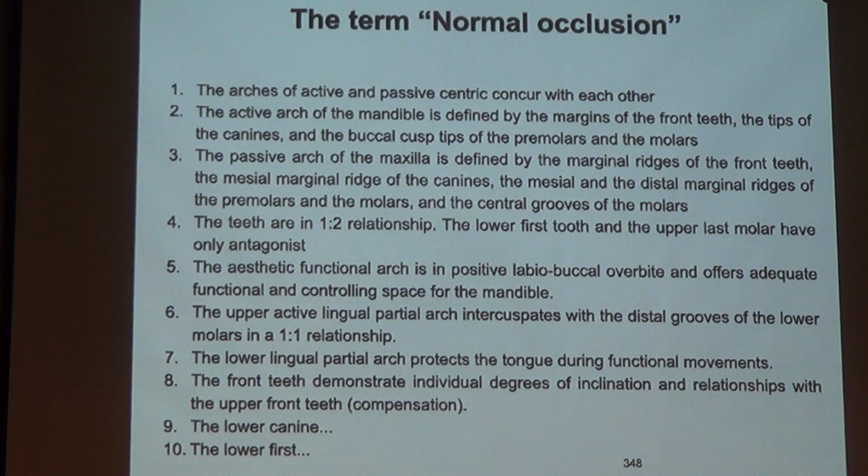The aesthetic functional arch is in positive labial buccal overbite and offers adequate functional and controlling space for the mandible. Thì cái cung chức năng thẩm mỹ là được định nghĩa là cái nó tạo ra cái độ cắn phủ ở phía mặt ngoài, và nó cho một cái khoảng không về chức năng và có thể kiểm soát được cho hàm dưới. Here is interesting to observe that people make sometimes veneers and things like this and never respect this. Okay, so this is a big problem.